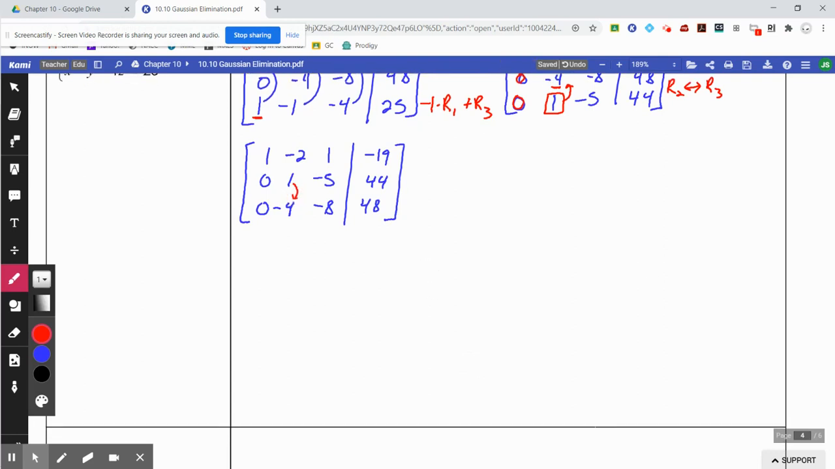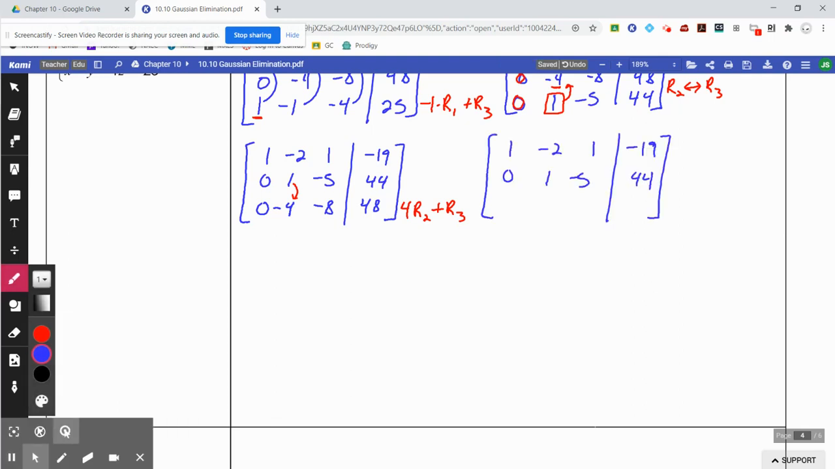So I need to add a 4 to it to make it a 0, so I want to change my third row. So we're going to do 4 times my tool in row 2, and we're going to add it to row 3. Does not change row 1 or 2, so let's copy them down. And now let's perform our operations.